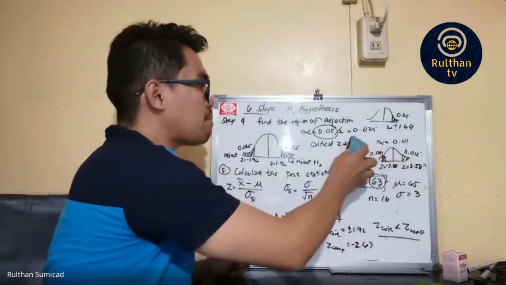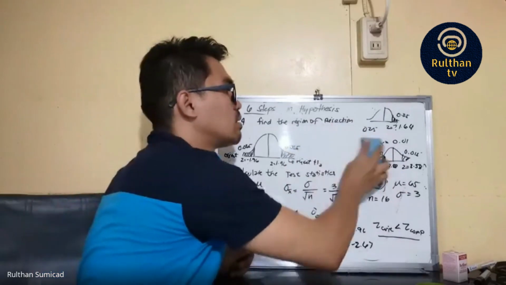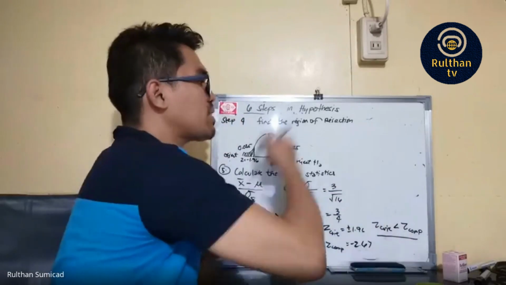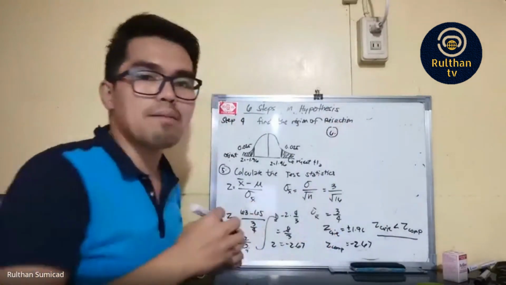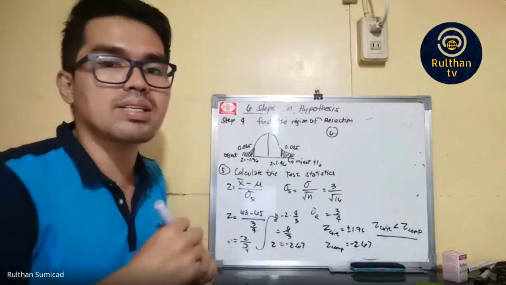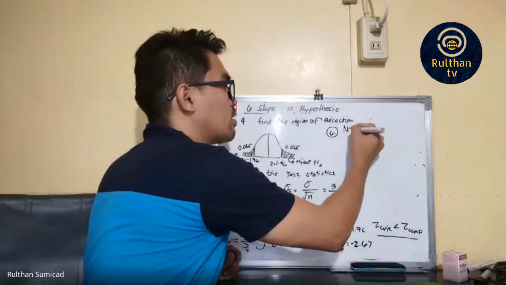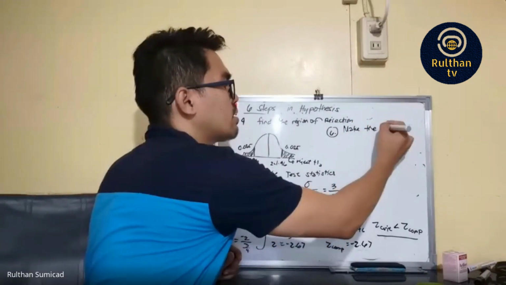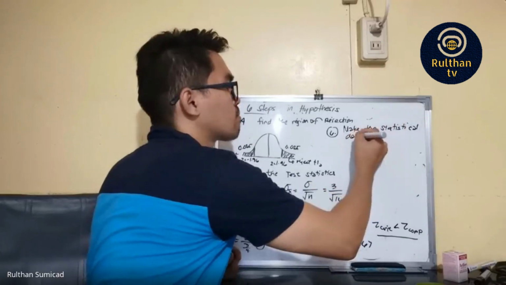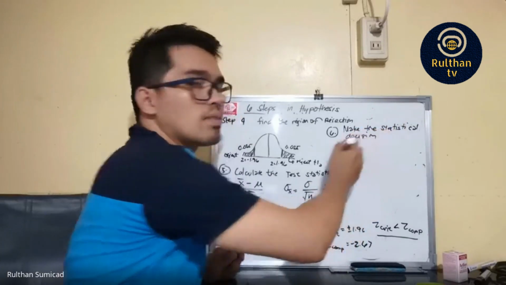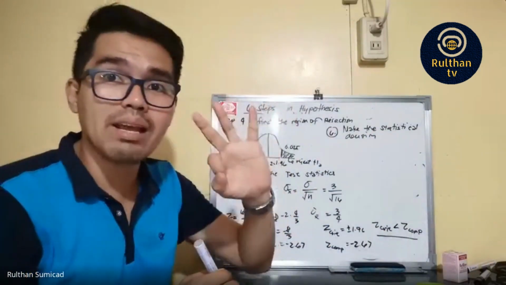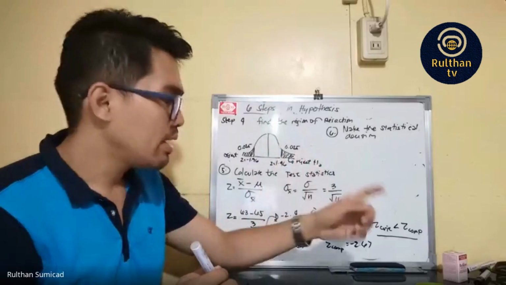So our step 6. Step 6, by the way, is we will make the statistical decision. Now, like I told you, there are 3 means to decide. This is the first one.